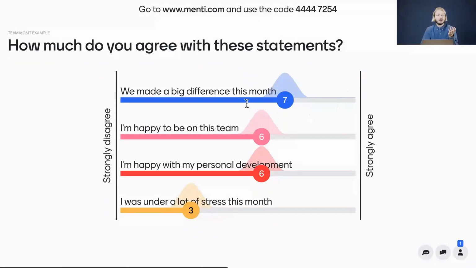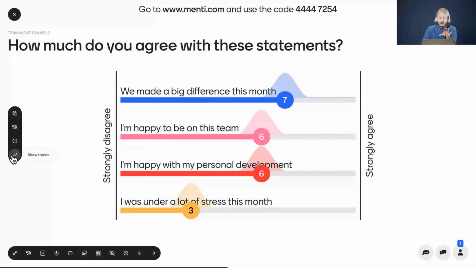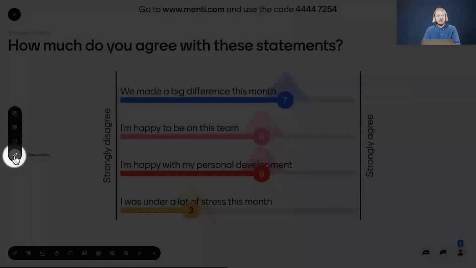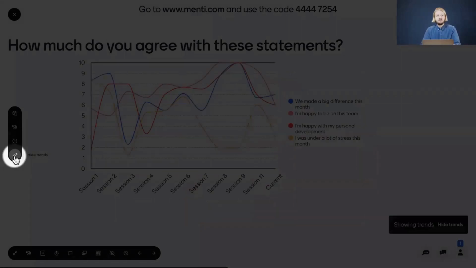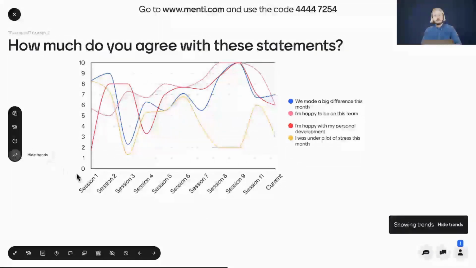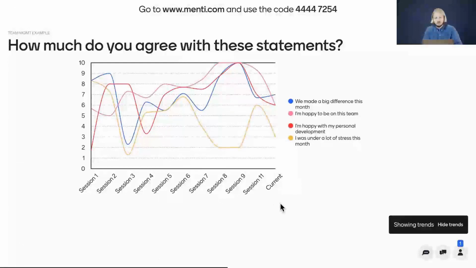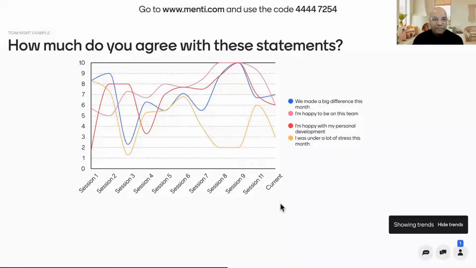So here I'm asking my team, once again, an example question. We made a big difference. Are they happy? They can rate this 1 to 10, personal development and stress. And since I'm using the same presentation here, I can click on this little button. It's a bit hidden, but small but powerful. And voila, I can measure the results over time. Impressive. So let's say this is a weekly session that we do.